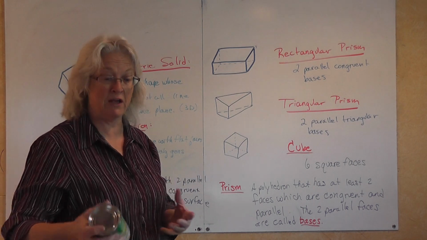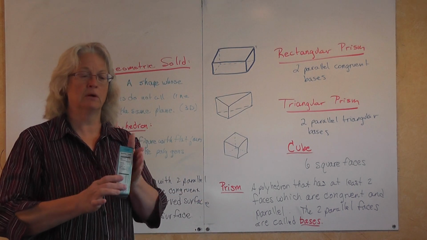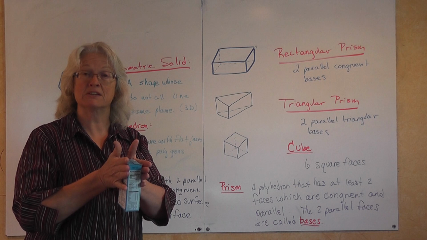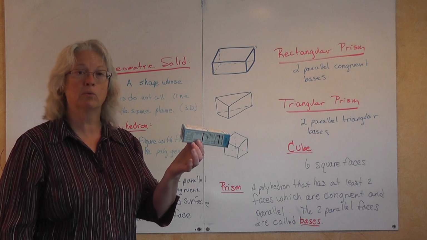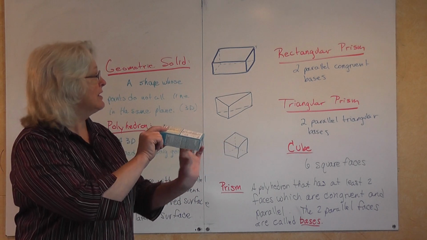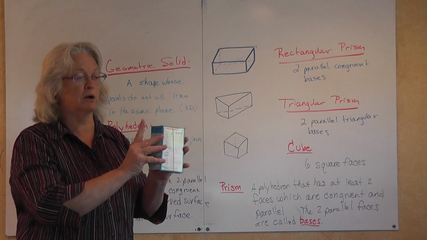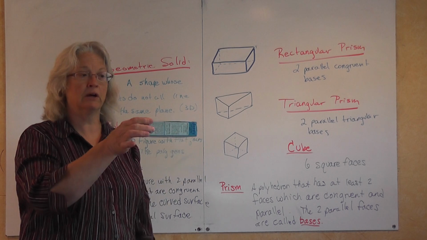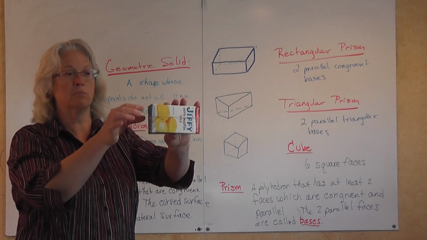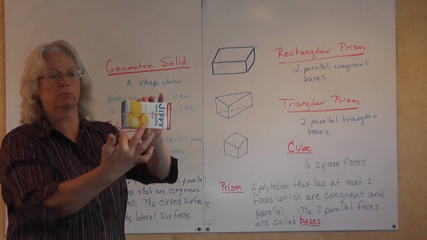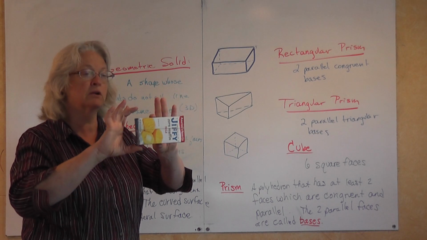Now you can have more than two faces that are congruent and parallel. Congruent is the same size and shape, and parallel is, you know what parallel is. It's as if they were railroad tracks or power lines. So this right here would be an example of a rectangular prism, just a box. Now think of a box. It has two parallel congruent bases. This can be the base, and this can be the base. It also has more things that are parallel.